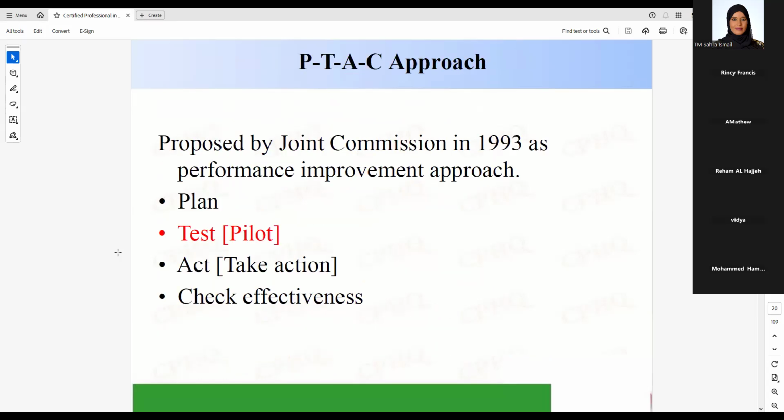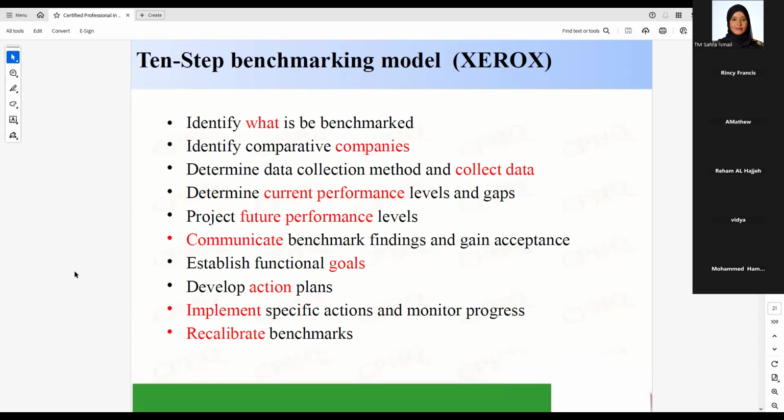PDSA, we said it's plan, do, study, act, and then check effectiveness. It's like the PDCA, but it only focuses on the pilot activities. The Xerox example we talked about is one of the benchmark practices, where you try to find some of the best companies or the comparative companies, and then you compare your performance with their performance.